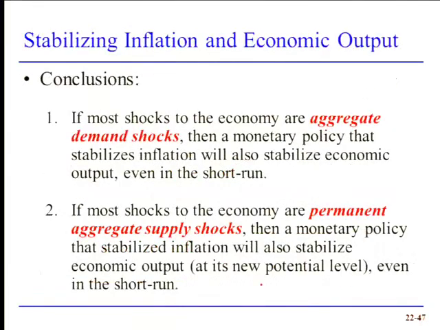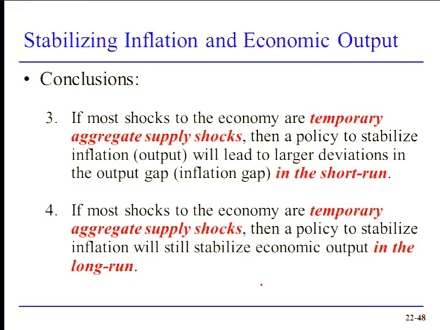So what we can say then is that if most of the shocks to the economy are aggregate demand shocks, then a central bank can target inflation and not have to worry about unemployment or economic output. Targeting inflation will also achieve a zero output gap and a zero unemployment gap. If most of the shocks to the economy are long-run aggregate supply shocks, the same thing is true. A central bank that targets inflation will also be targeting a zero output gap or a zero unemployment gap. So these are the kinds of shocks that central bankers would really like to have. However, if most of the shocks to the economy are short-run aggregate supply shocks, now a trade-off exists. By targeting inflation, you make bigger variations in the output gap or the unemployment gap in the short run. In the long run, when we finally get back to general equilibrium, again, there's no trade-off.